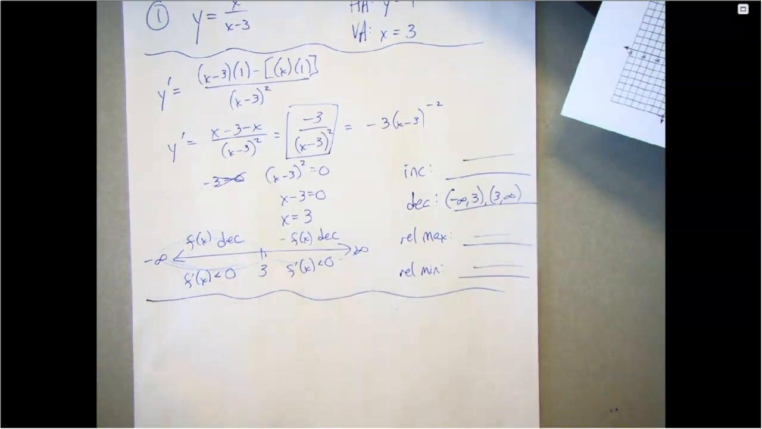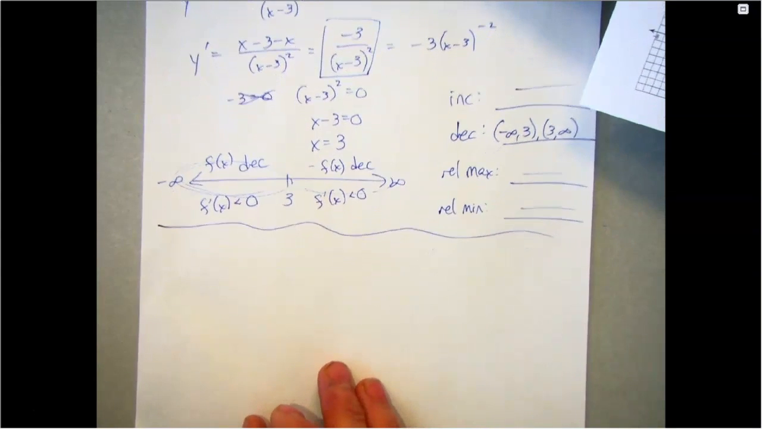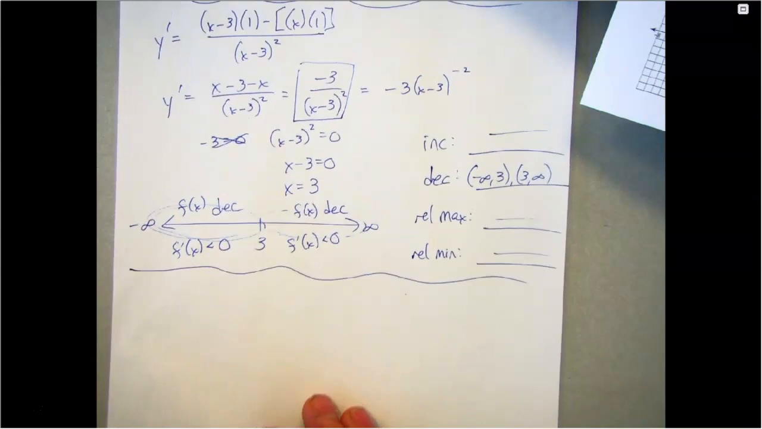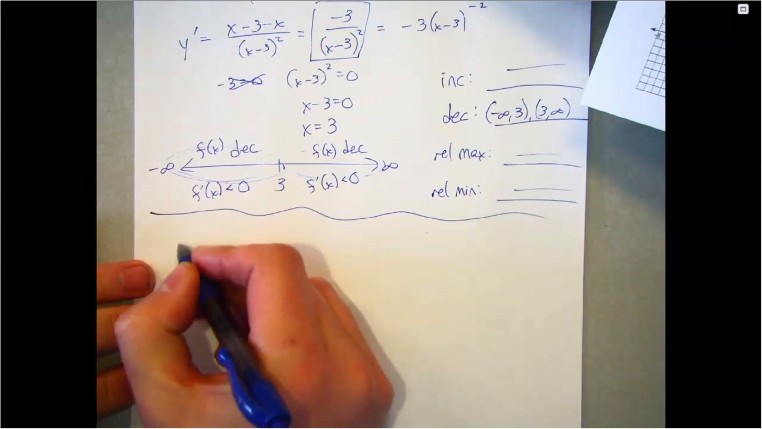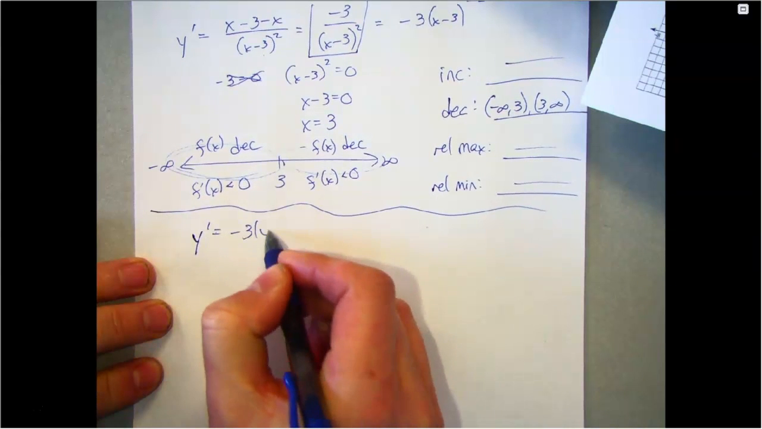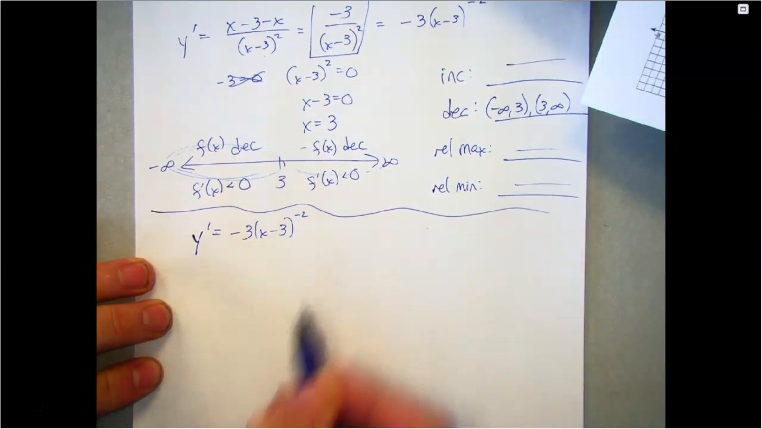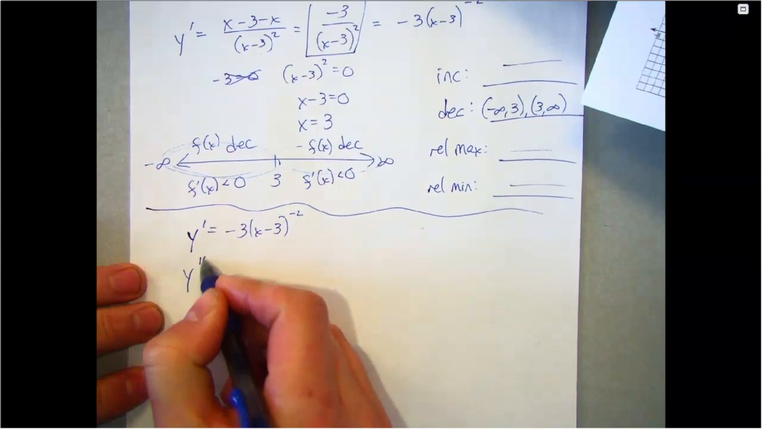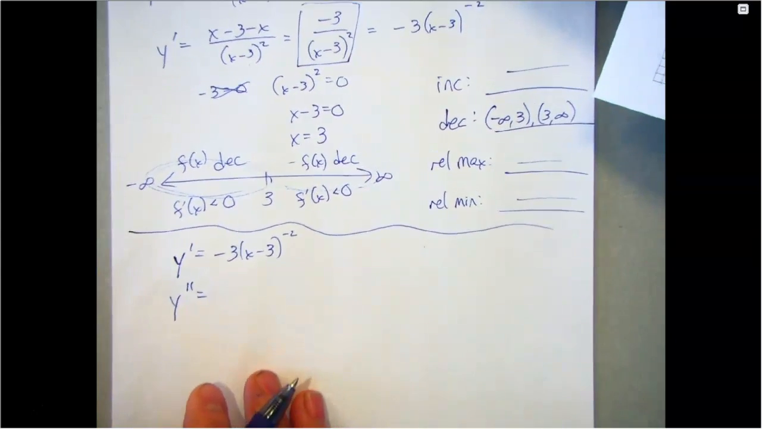Any questions yet? No, sir. Ethan, Trey, you guys good? You're ahead, okay. So now I'm going to go back and rewrite the derivative, which was negative 3 times x minus 3 to the negative 7. So when I take the second derivative, you guys get what I'm saying?